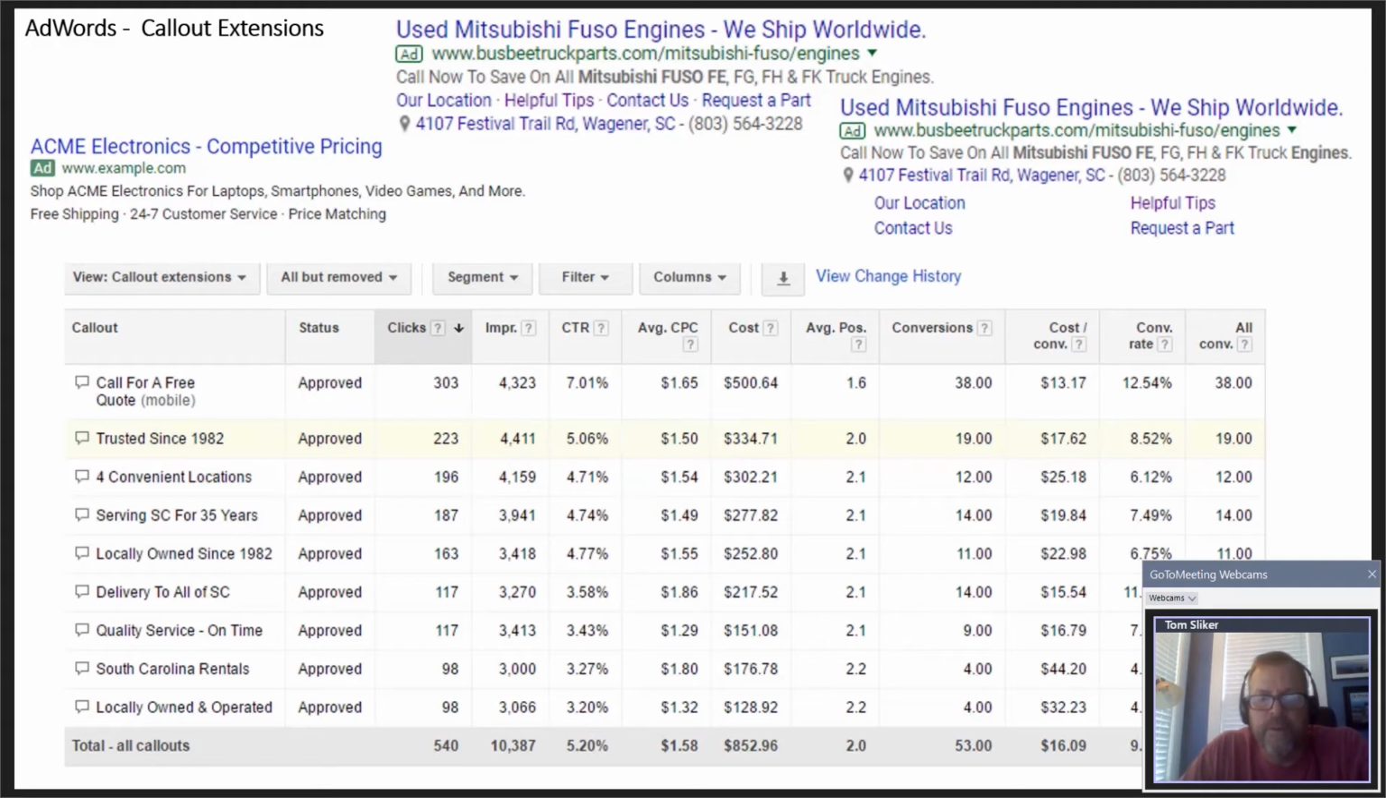So one of the things we do typically over time is we might remove or pause lesser performers and try to emulate some of the higher performers. So it's all about getting clicks.